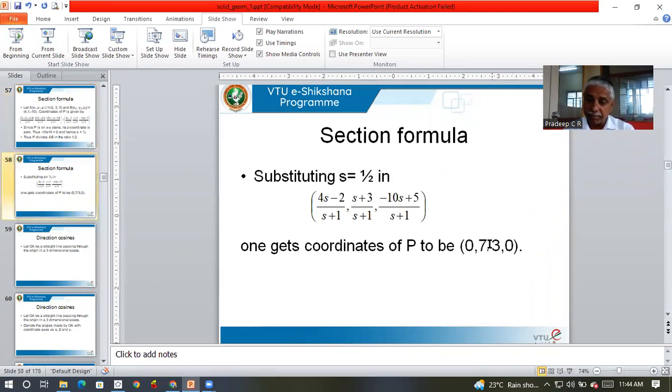So the x coordinate happens to be 0. The z coordinate has to be 0. And I found the y coordinate here. I hope this part is clear.